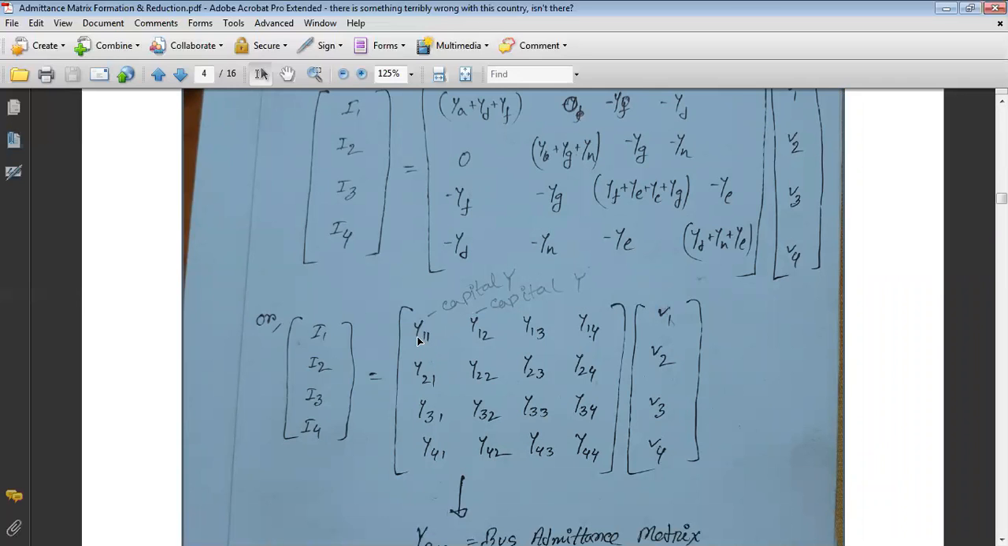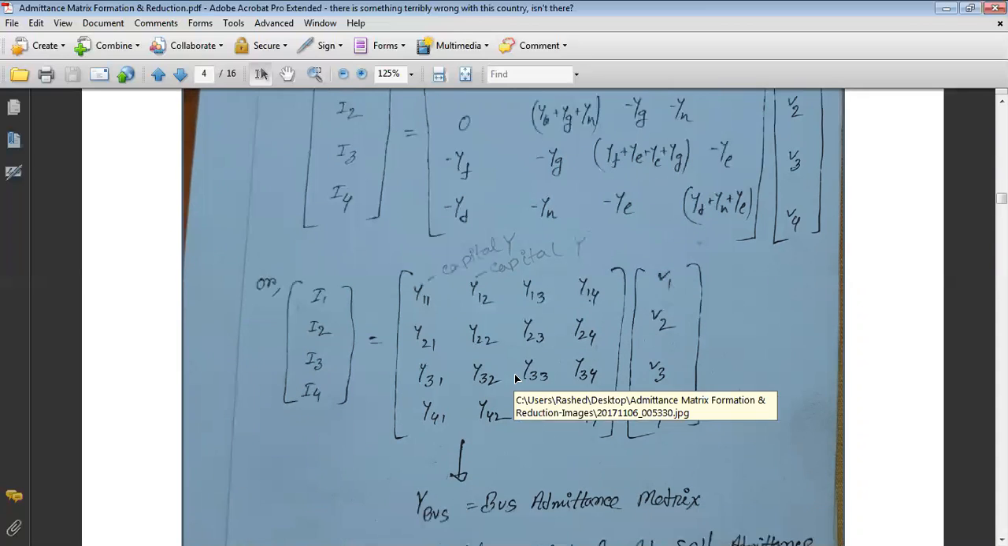Here every y should be capital Y. So this y is not a small y, this is the capital Y. So whenever we write down a matrix with capital Y format, then we can consider this as a bus admittance matrix, because this matrix contains only admittance. So that's the reason this is called bus admittance matrix.